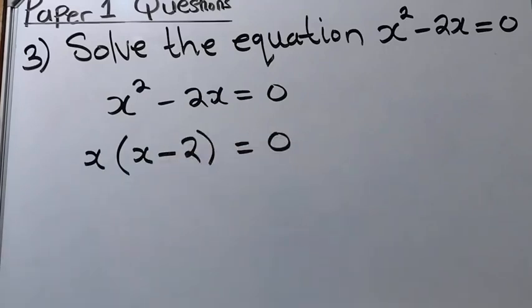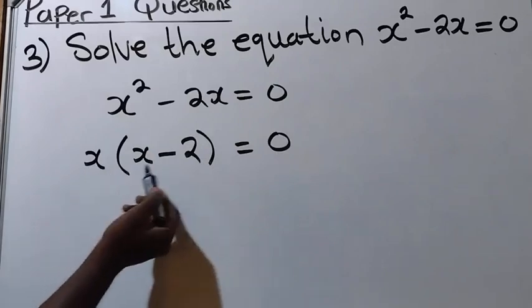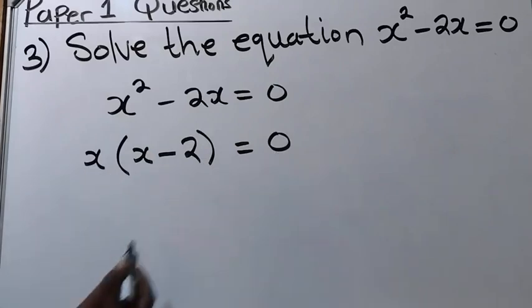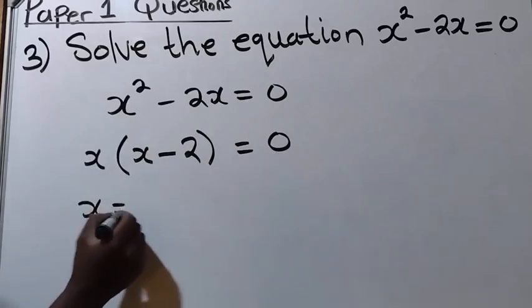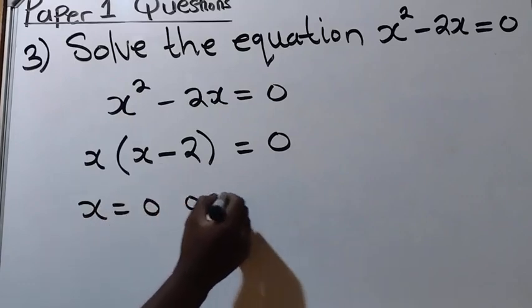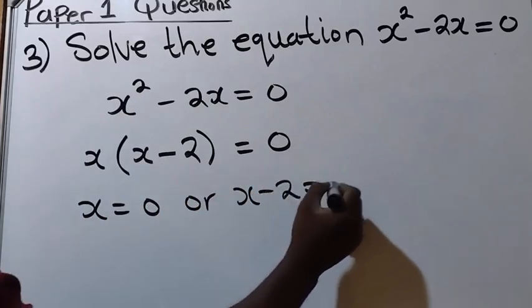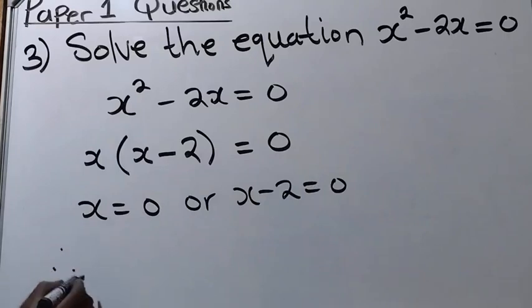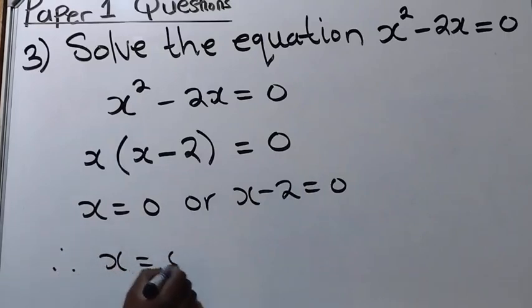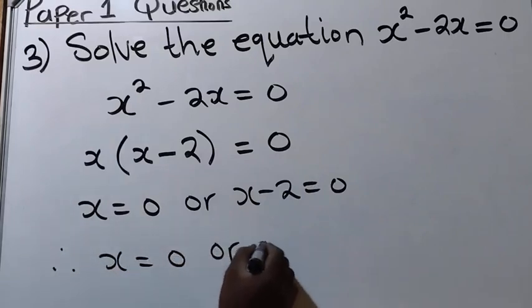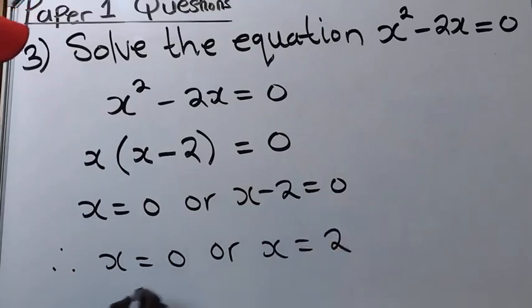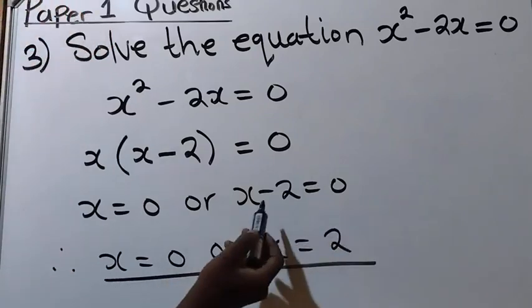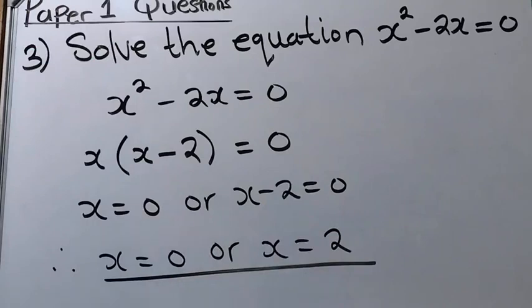Now from here, let's try to equate each of these terms to 0. So we are going to have x is equal to 0 or x minus 2 is equal to 0. So therefore, our final answer is going to be x is equal to 0 or x is equal to 2. Why? This negative 2 has gone to where a 0 is. So this is our answer.